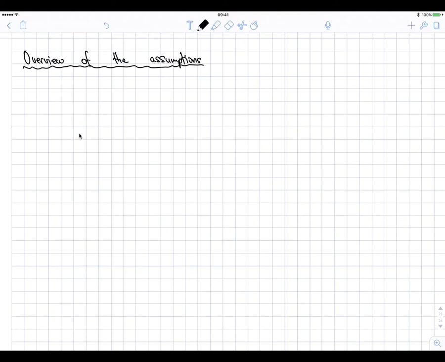I want to do this overview because I want you to really understand the assumptions, and one way to understand how specific the assumptions are is to see all the possible options of assumptions that we have, or the diversity of the assumptions that we could have. Let's start with the first one, A1, that the model is linear. Y is equal to beta 0 plus beta 1 x plus epsilon.